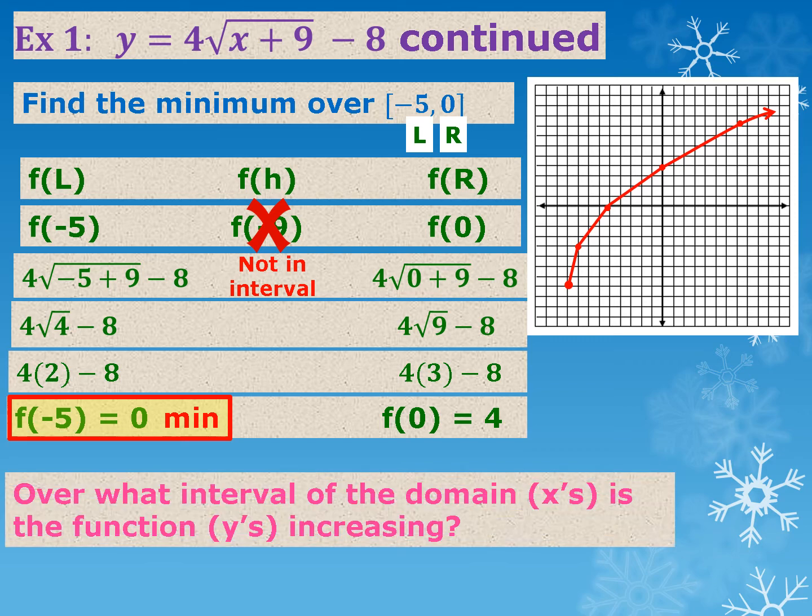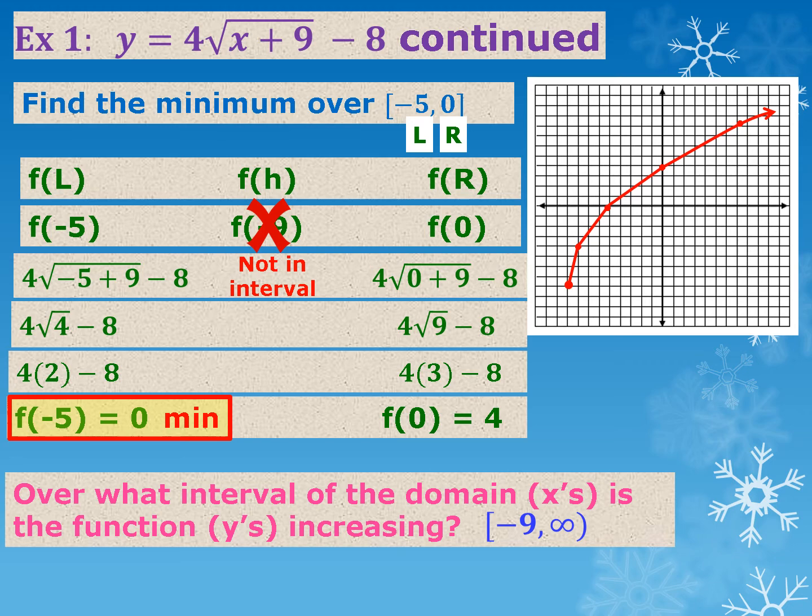Now, over what interval of the domain is the function increasing? Well, here's the cool thing about the square root function. It's either strictly increasing or strictly decreasing. So since this function is strictly increasing, the interval that it's increasing over is just the domain. So when they ask you over what interval is the function increasing, you just give the domain of the function, which in this case is -9 to infinity.